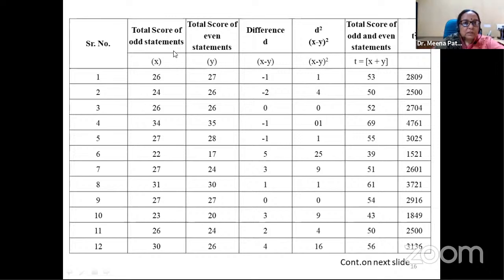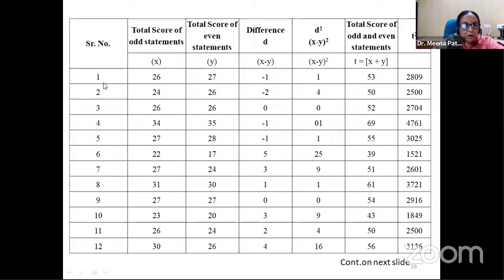Total score of odd statements, 26. Total score of even statements, 27. In the next column, the difference between these is -1. And when we find d square, that is the square of the difference, that is 1. Total score of odd and even statements, that is 26 plus 27, 53. And the square of the total score will be 2809.